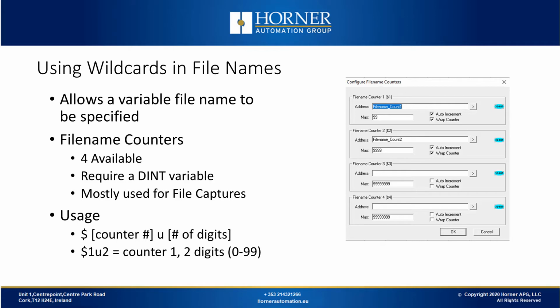Function blocks also let you use wildcards, which allow a variable file name to be specified. You can use up to 4 different file name counters, which require a double integer variable. They are mostly useful for the file capture function. To use them, when you specify your file name, you will append a $ sign followed by the file name counter, then a lowercase u, and then the number of digits you want to append to your file name. For example, $1u2 is specifying the file name counter number 1 with 2 digits appended to the end.